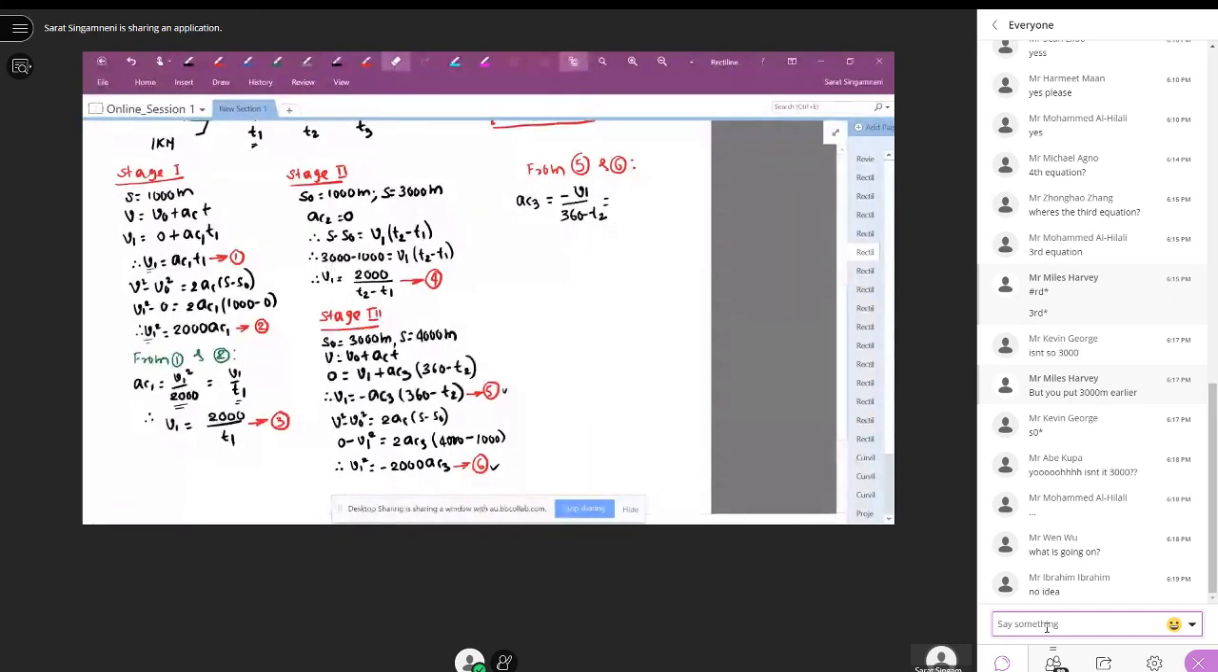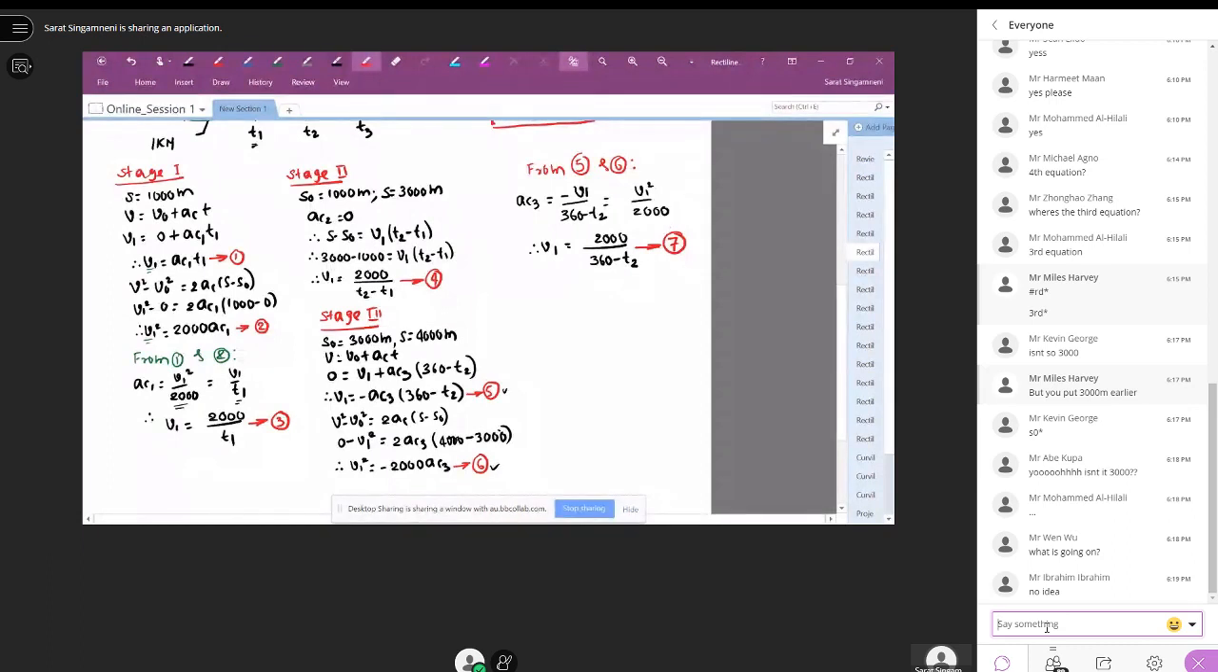Yeah, this is 3000, that's fine. It's only a typographical mistake, 3000. Okay, AC3, and from equation 6, it becomes V1 squared over 2000. And by simplifying this, we will get V1 equal to 2000 divided by 360 minus T2. Call this equation 7.